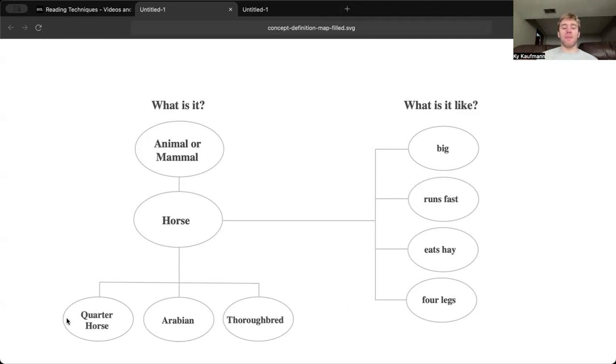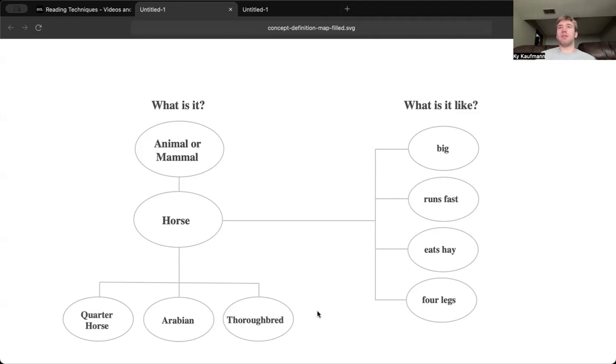And then on the bottom, this is going a little bit deeper. It's what subcategories are in that horse, if that makes sense. If you don't know horses, I don't really, but these are types of horses. Like an Arabian is a breed of horse, a thoroughbred is a breed of horse. And so it's giving a little bit deeper of a dive into what a horse is. Obviously everybody here knows what a horse is, so it's a little bit different.